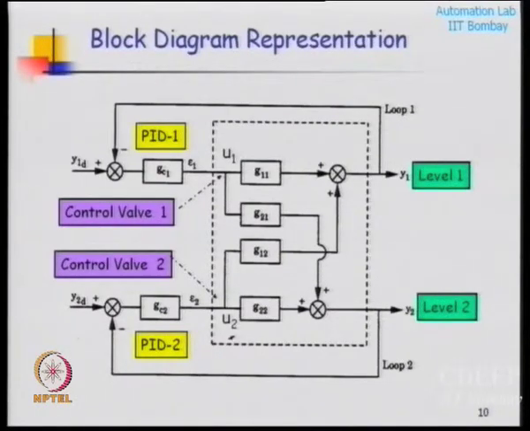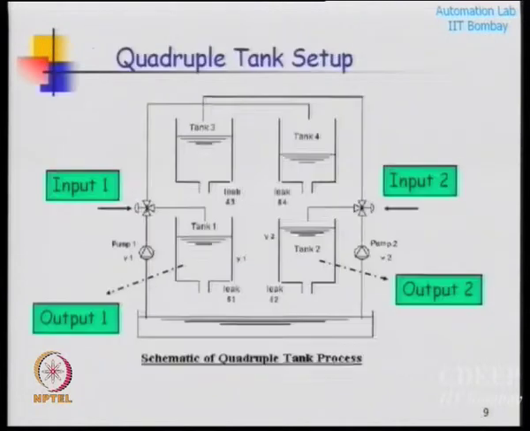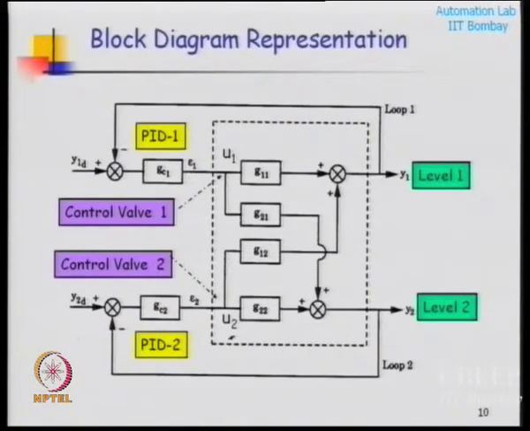Look at two PID controllers. This is my process, and this is the mathematical representation of the process. We have seen that if I change input 1, tank 1 changes, and tank 4 level changes also, which means tank 2 level changes. The same is true here. If I change input 2, tank 2 level changes, and through this leg even tank 1 level changes. So if I find a transfer function matrix, as we did earlier, it was a full matrix. I have just represented this here graphically.